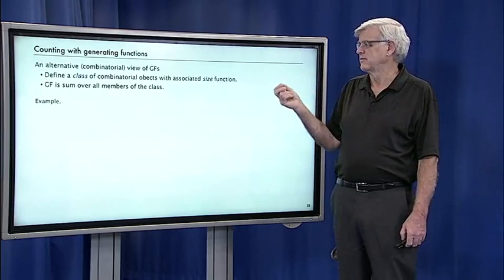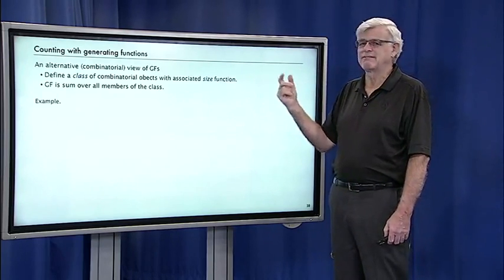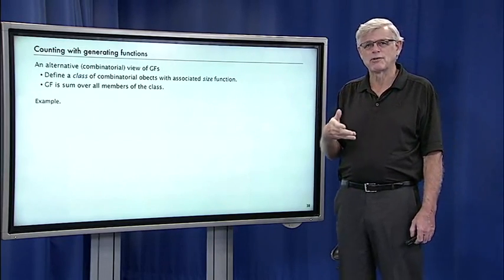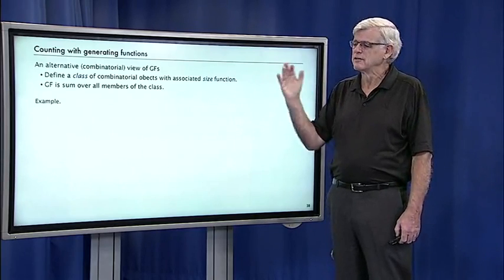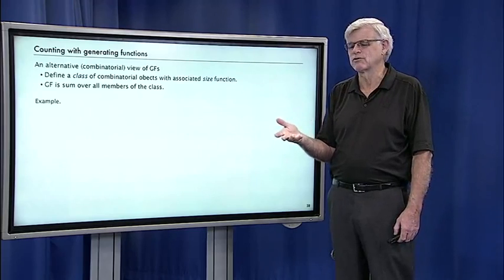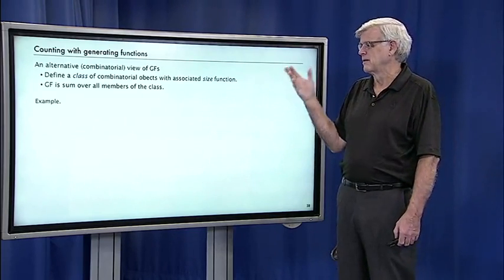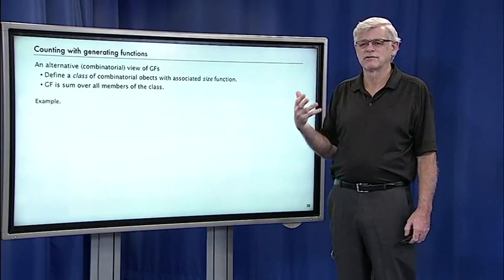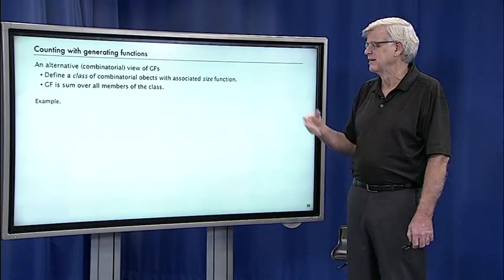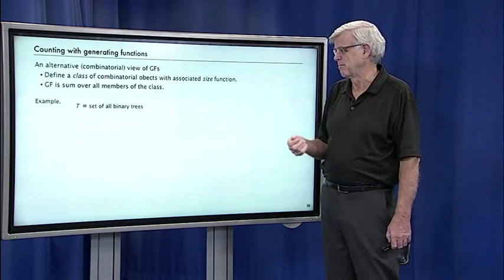So what we're going to do is define a class of combinatorial objects that have an associated size function. And the generating function is going to be a sum over all members of the class. We'll still get to the same point of getting an equation that the generating function must satisfy, and from that point on the analysis will be the same. But getting that equation is much more natural and fundamental with this kind of correspondence. It seems kind of abstract, so let's look at a specific example.